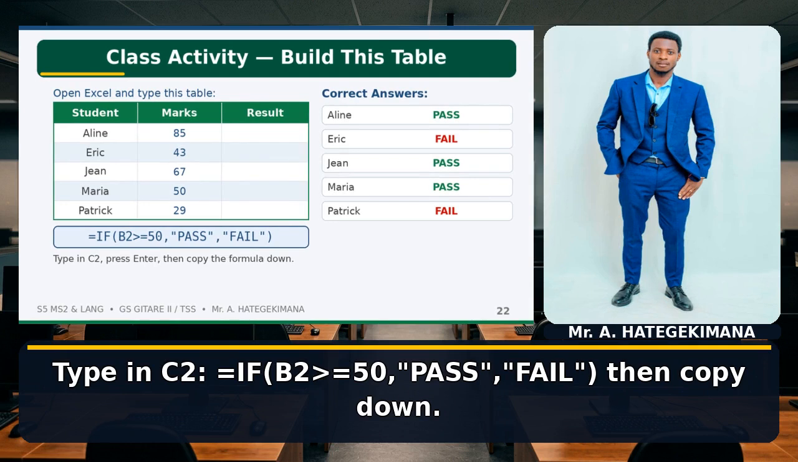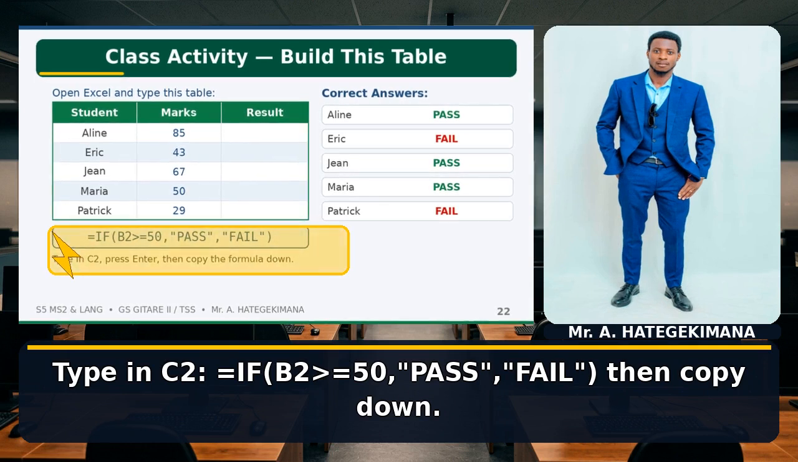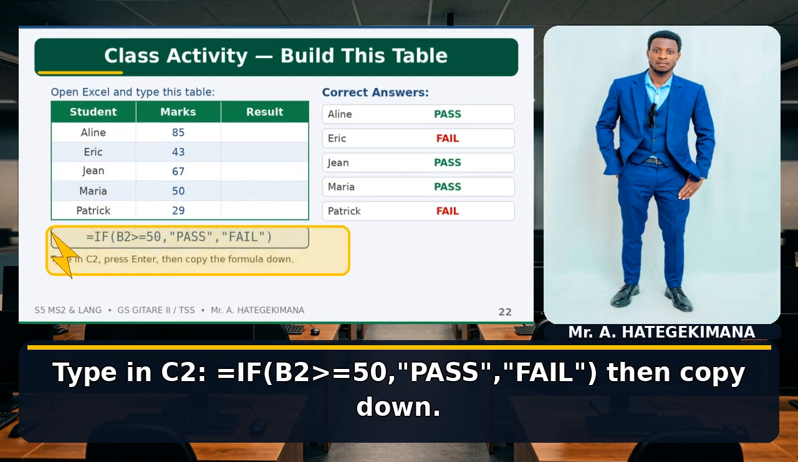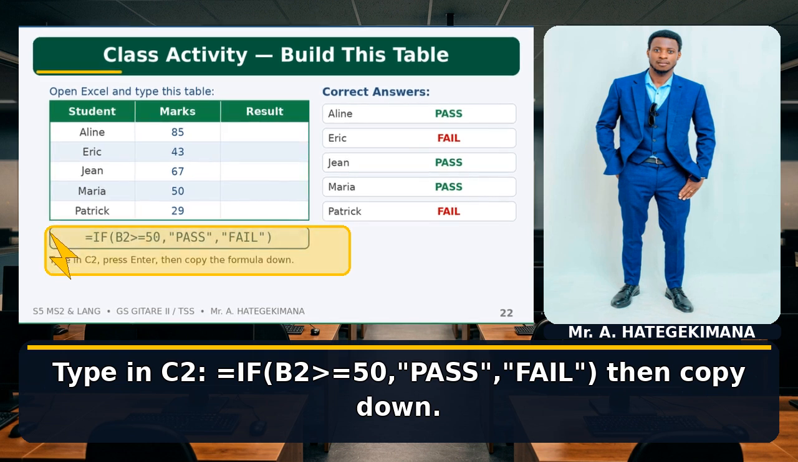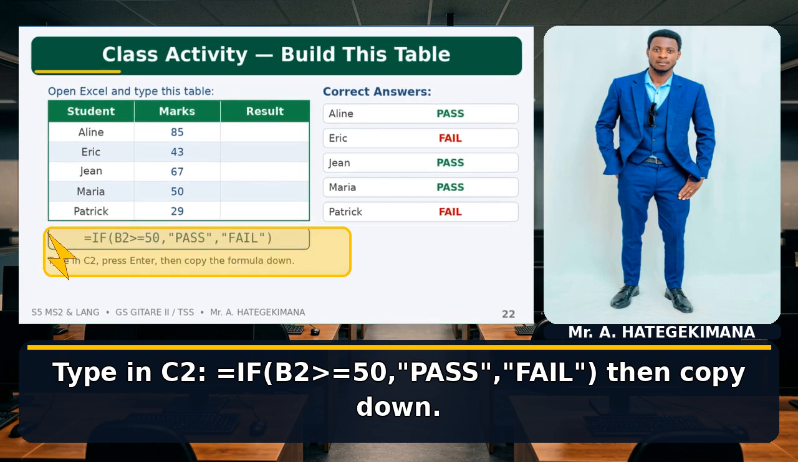Now it is time for a class activity. Open Microsoft Excel and create this table. We have 5 students and their marks. Aline has 85, Eric has 43, Jean has 67, Maria has 50, and Patrick has 29.